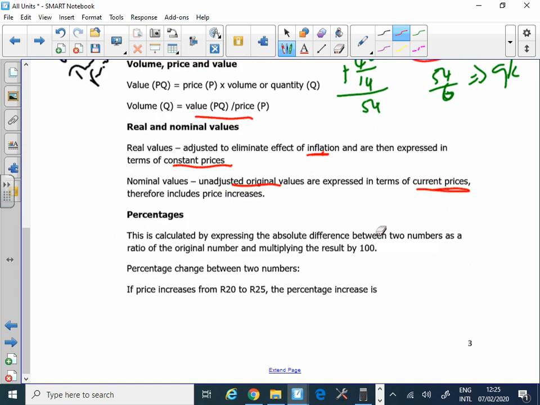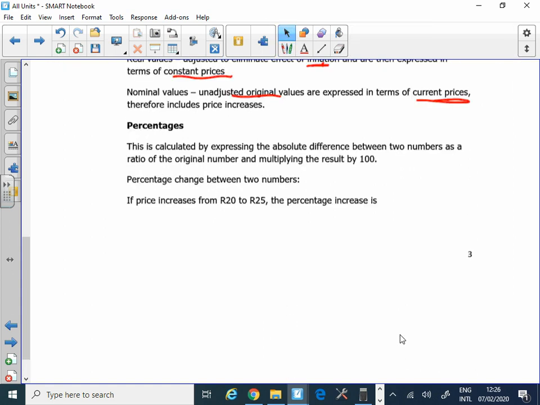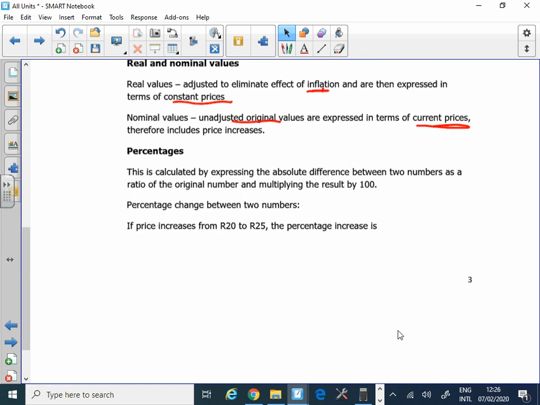Percentages, we know what percentages are. If I ask you, what do you want to get on your final exam, you are able to tell me, I want 20%, I want 30%. I hope you are not aiming for that because you are not going to pass. So you can tell me a certain percentage. A percentage is calculated by expressing the absolute difference between two numbers as a ratio of the original number and multiplying the result by 100.